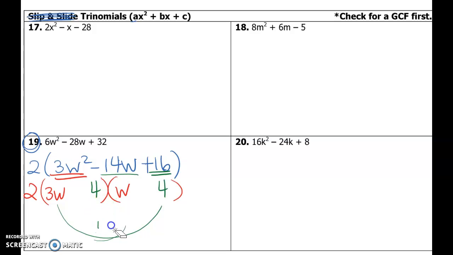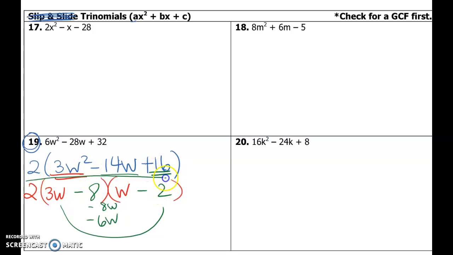So I'm going to erase that. I could switch the 4 and the 4, but that's not going to do me any good. So instead of switching, I'm going to switch numbers and try 2 and 8. So if I put 8 here, I'd get 24. So I'm going to put 8 here and 2 here and see if that gives me anything. So that would be 8w and 6w. So that would be negative and negative. So if both of those are negative, I get negative 14, and negative 8 times negative 2 gives me positive 16. So this is my factored trinomial.